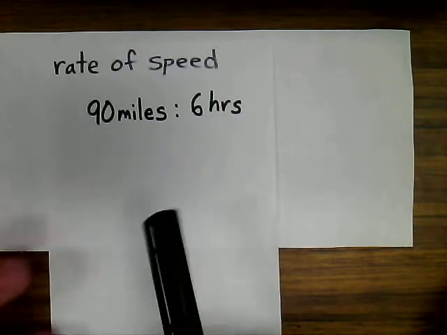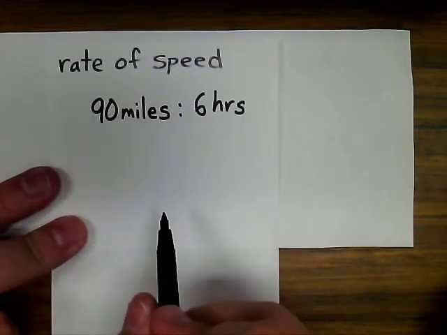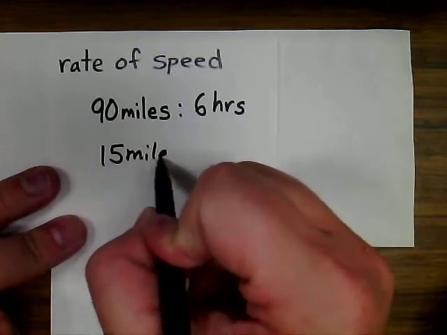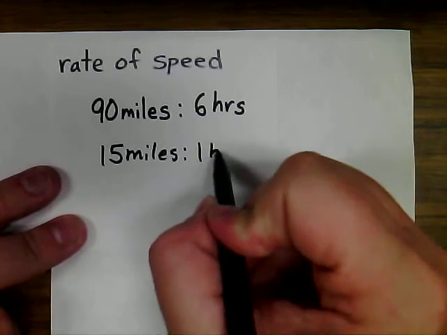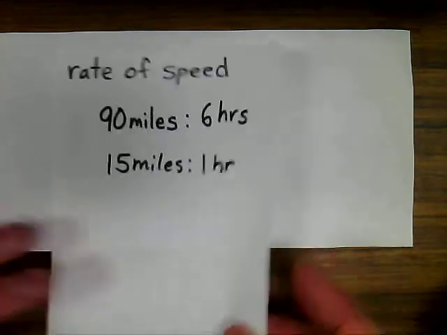Rates are used all the time in our world. A rate of speed, for example, if someone drove 90 miles in 6 hours, by dividing by a common factor, you could find out that they went 15 miles per hour. So that would be your unit rate. So they're going 15 miles for every 1 hour.